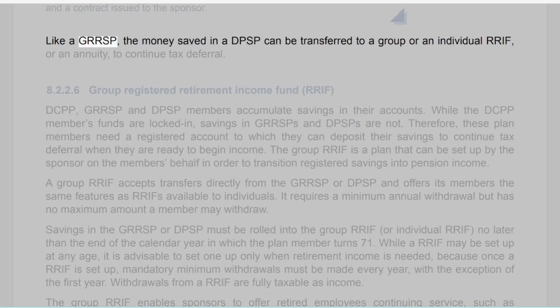Like a GRRSP, the money saved in a DPSP can be transferred to a group or an individual RRIF, or an annuity, to continue tax deferral.